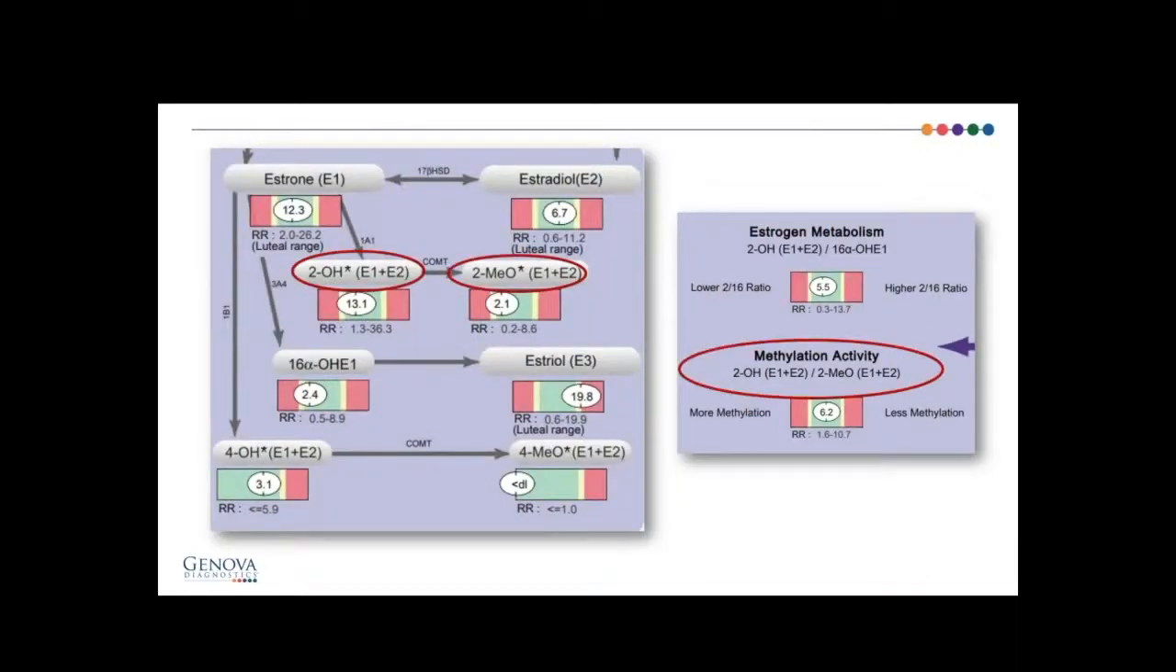Well, is she methylating okay? If we look at that 2-hydroxy, the risk reducer at 13.1, I like that that's nice and robust. The 2-methoxy, at 2.1, if we look at the methylation activity here at 6.2, is rather moderate. It's not bad, but it could certainly be improved. The more to the left, the more methylation is happening, the more 2-methoxy is being made. So I would probably want to help her with methylation with the various vitamin and mineral cofactors that come along with that supplementation.